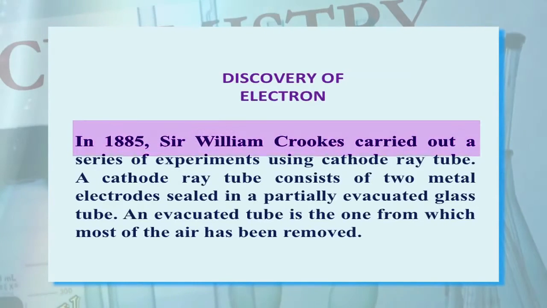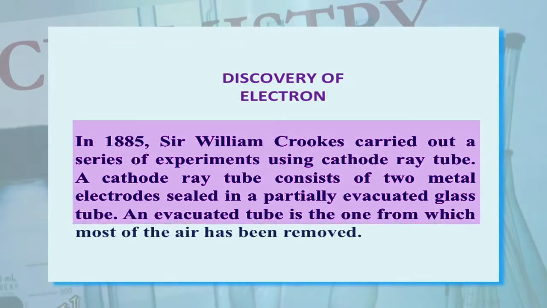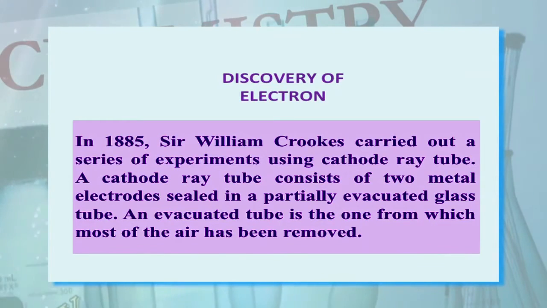Discovery of electron. In 1885, Sir William Crookes carried out a series of experiments using cathode ray tube. A cathode ray tube consists of two metal electrodes sealed in a partially evacuated glass tube, and an evacuated tube is one from which most of the air has been removed.